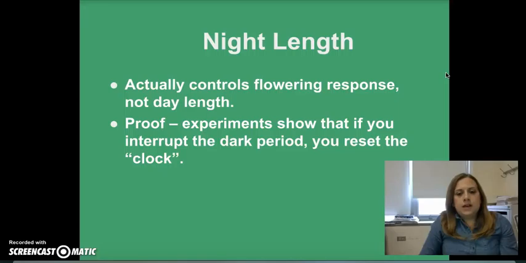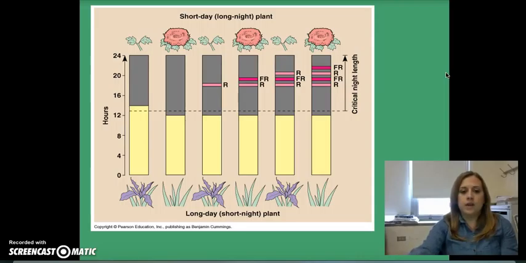So night length is actually what appears to be really important here. It's night length that controls the flowering response, not the day length. And the proof is that experiments show that if you interrupt that dark period, or night period, with a couple of minutes of light, it actually resets the clock.